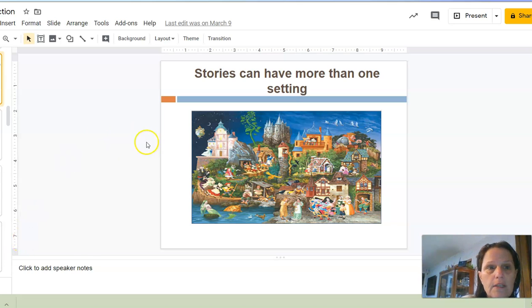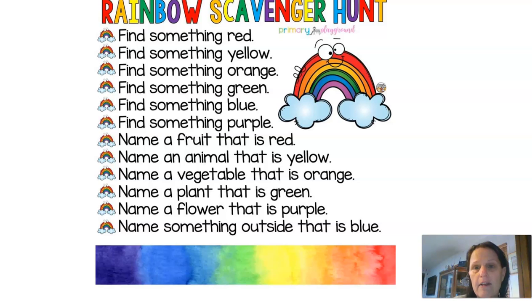Okay? Now here is your activity for today. Take a screenshot of this or a picture of it so that you have it. This is your scavenger hunt for the day. Okay? All of these have to do with colors. First, I want you to find something with all of these colors: red, yellow, orange, green, blue, purple. Then, I want you to name a fruit that is red, an animal that is yellow, a vegetable that is orange. You might have to think about that. Name a plant that is green, a flower that is purple, and tell me about something outside that's the color blue.